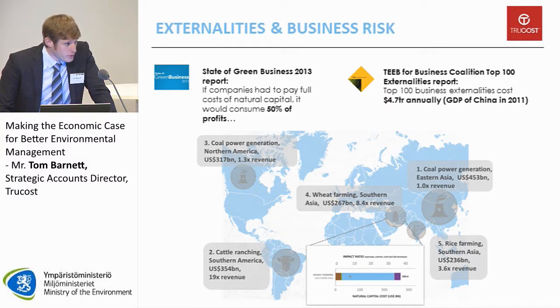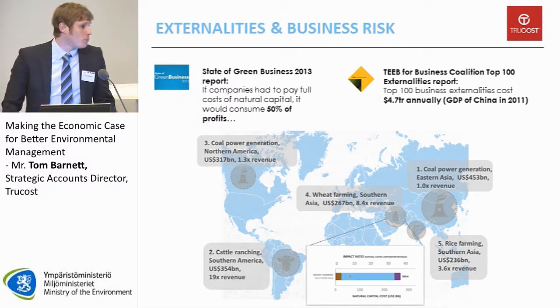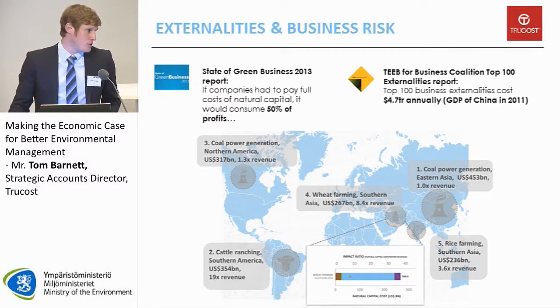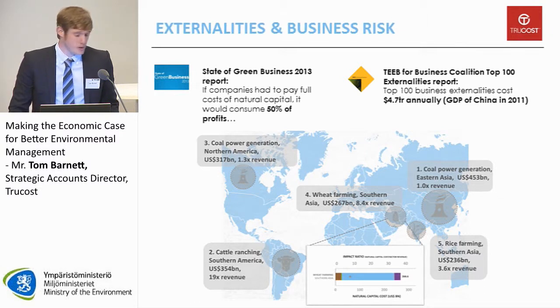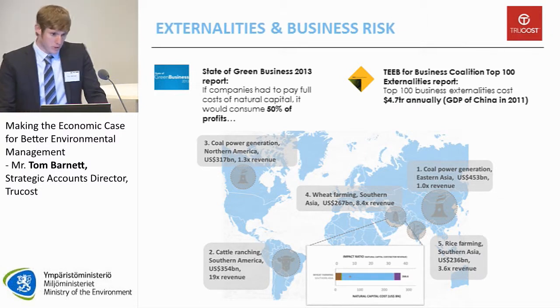And that estimated that if those companies had to pay in full for all that damage, it would wipe out about 50% of their profits. Similarly, we did a piece of work with the TEEB for Business Coalition 2 or 3 years ago, looking at the top 100 business externalities by region and sector. So, for example, rice farming in Asia, cattle ranching in South America, and so on. Those top 100 externalities alone were calculated to cost around $4.77 trillion annually, which is about the GDP of China. So we're talking about huge systemic risk here.